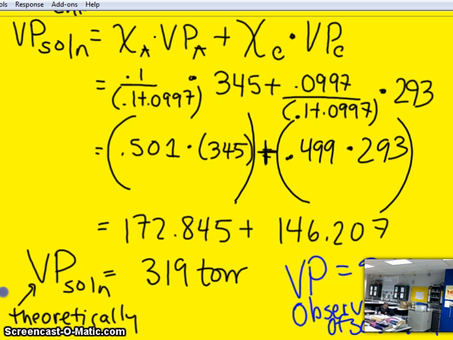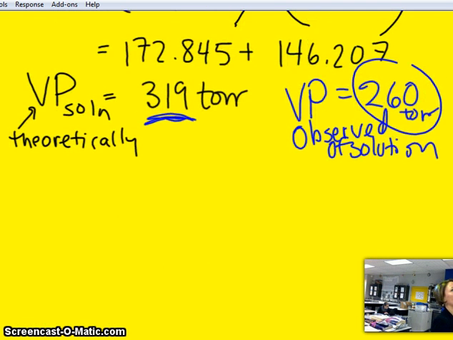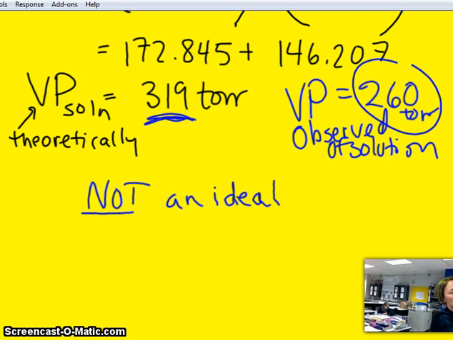Why? So this is what's called a negative deviation. What we're actually seeing is lower than what we calculated. We calculated it to be 319, and we're measuring the vapor pressure above the solution to be 260. Well, obviously not everything's evaporating that we would expect. And the reason that it's not, so we can say, let's just summarize, that this is not an ideal solution.